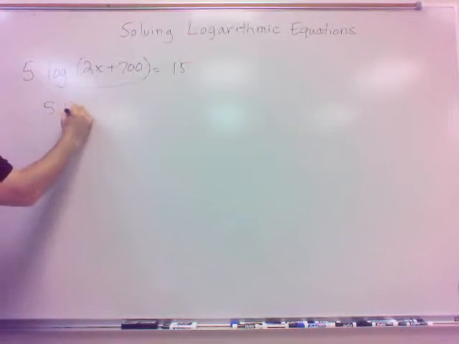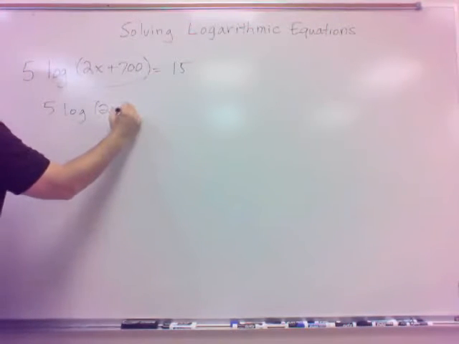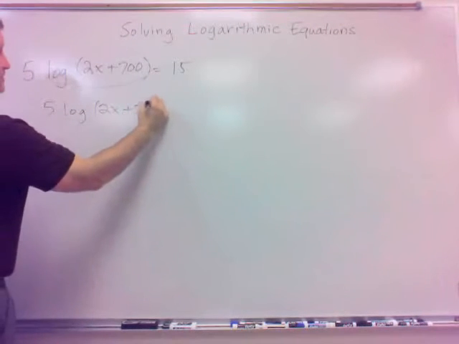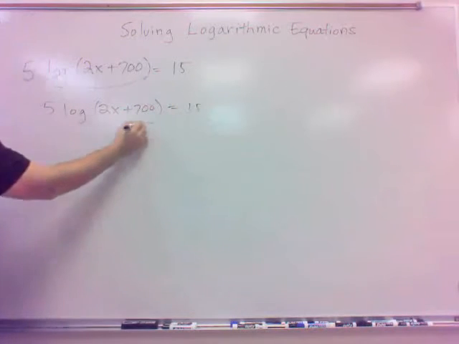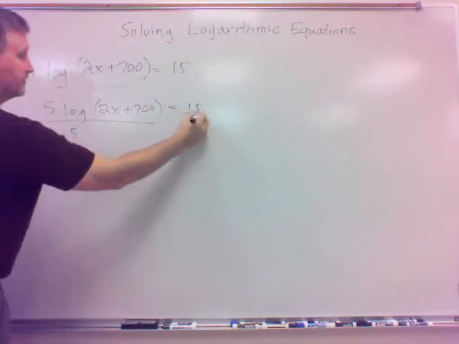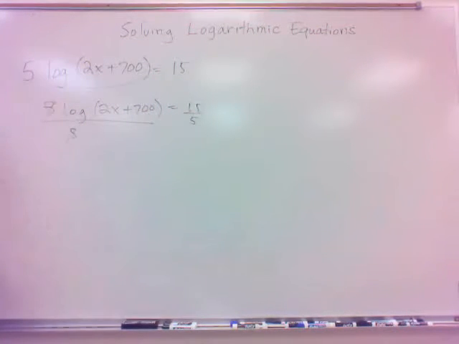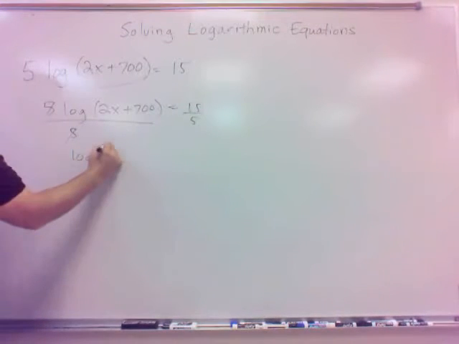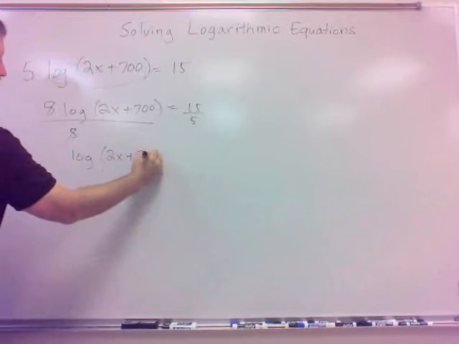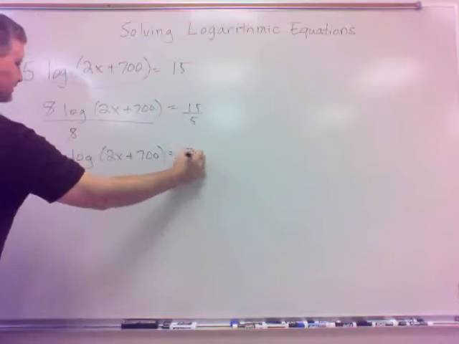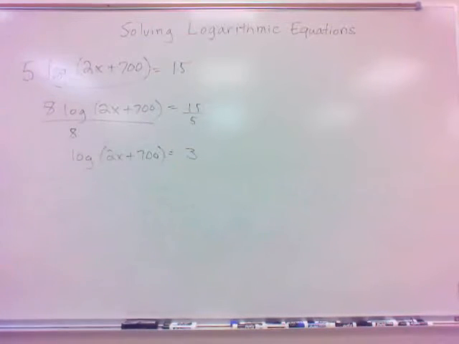So how would I remedy that? Well, it's 5 times the log, so I would get rid of it by dividing, right? One way to do it anyway. Just divide off 5 on both sides, and that'll get rid of it on this left side, and it'll give me 3 on the right side. And so now it's just a regular log equation like we had.